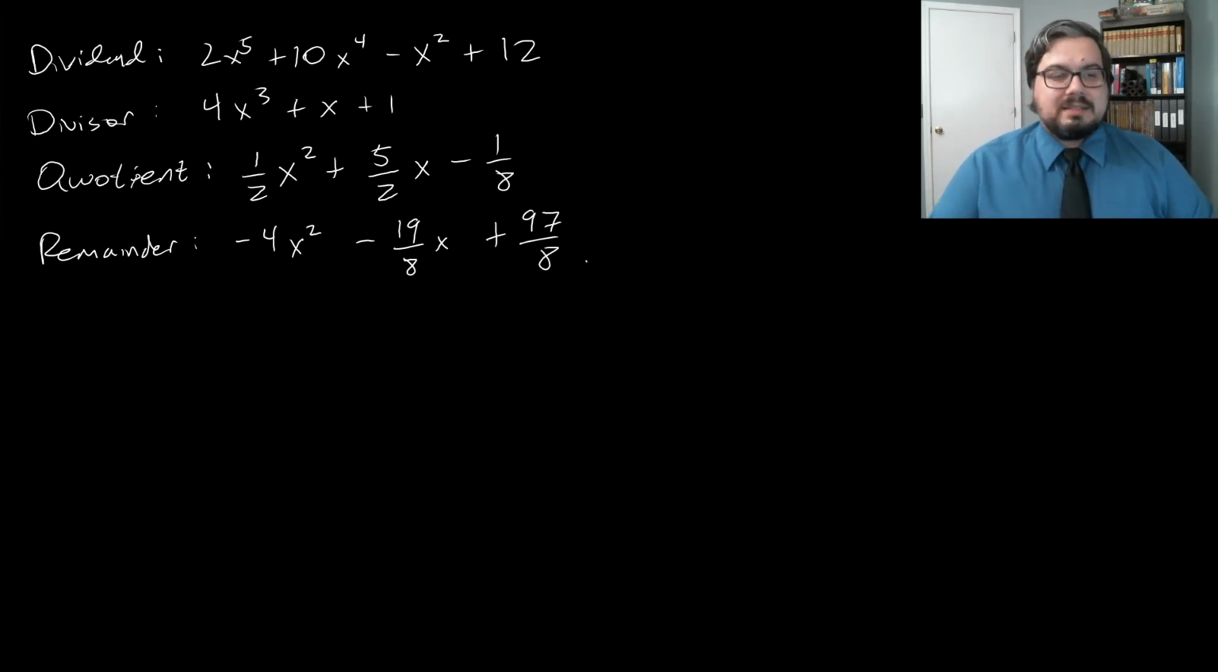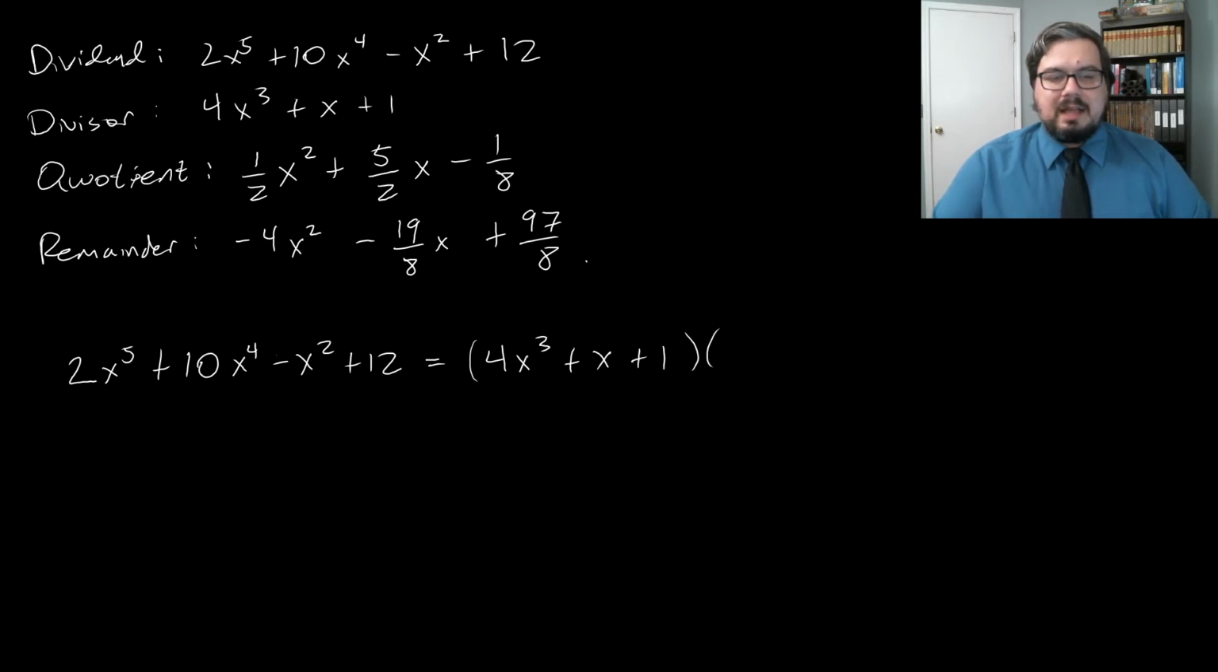All right, so what does this mean? A number of different ways that we can write down what this means. This means that 2x to the 5th plus 10x to the 4th minus x squared plus 12 is equal to, the dividend is equal to the divisor, 4x cubed plus x plus 1, times the quotient, 1/2 x squared plus 5/2 x minus 1/8, plus the remainder, negative 4x squared minus 19/8 x plus 97/8.